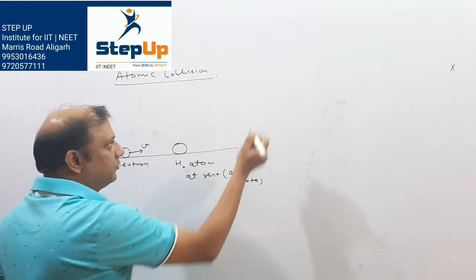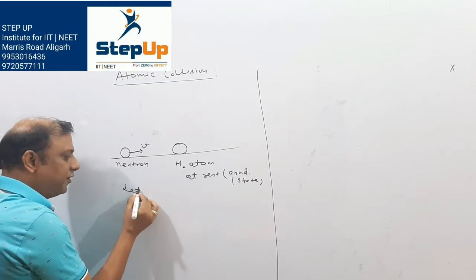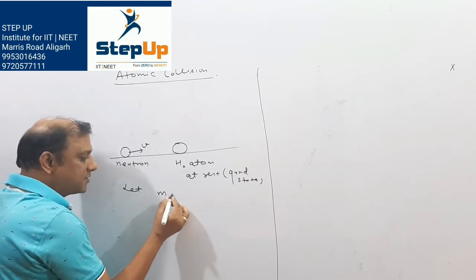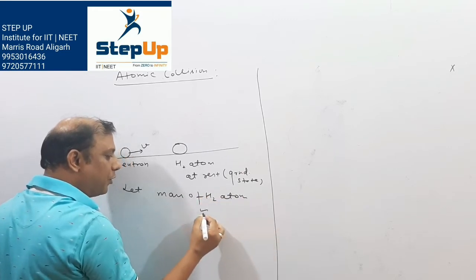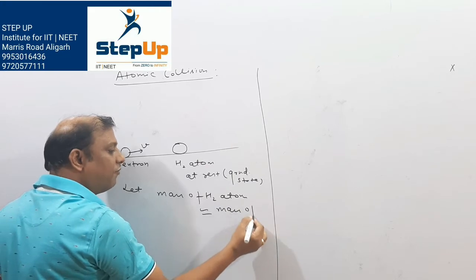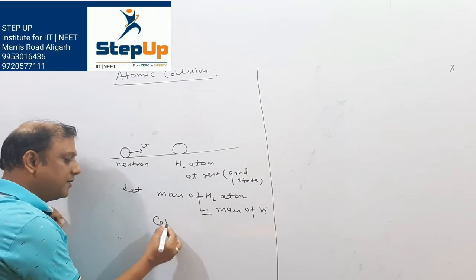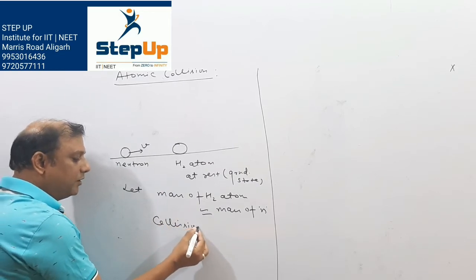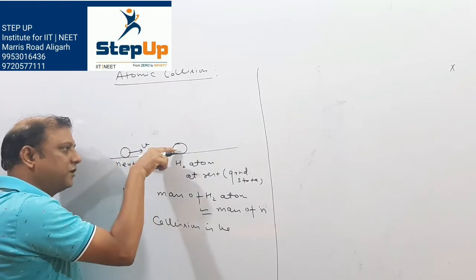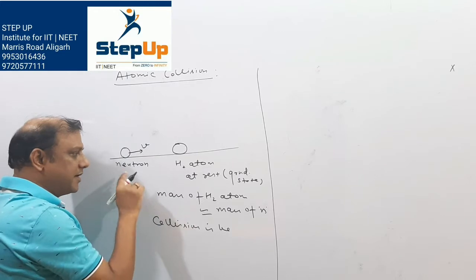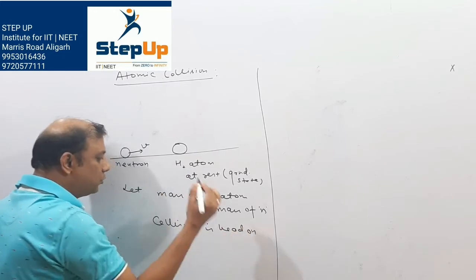Start with two assumptions. The first assumption: let the mass of the hydrogen atom be approximately equal to the mass of the neutron. The second: the collision is head-on. It means the direction of motion is along the line joining the centers of the neutron and the hydrogen atom. These are the two assumptions.